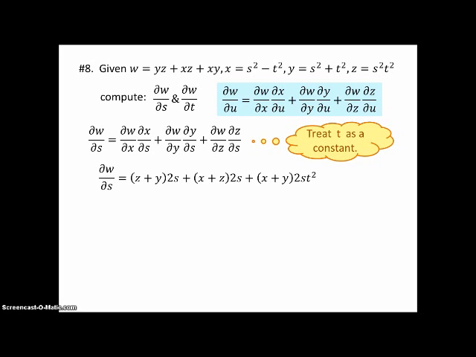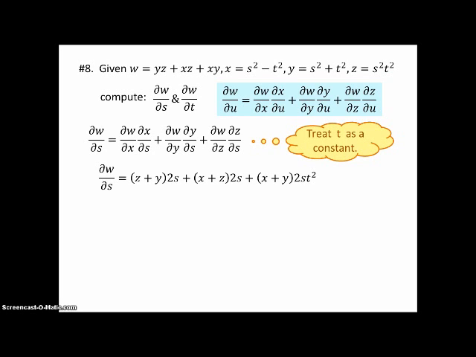So the partial derivative of w with respect to x, if you look back up at w, is just going to be the coefficients of the x terms, z plus y. And then the partial derivative of x with respect to s, if you look at x equals s squared minus t squared, that's going to be 2s. Then moving to the middle term, the partial derivative of w with respect to y is just the coefficients of the y terms, which would be the first and last coefficients, x plus z. And then the derivative of the y function with respect to s is also 2s.